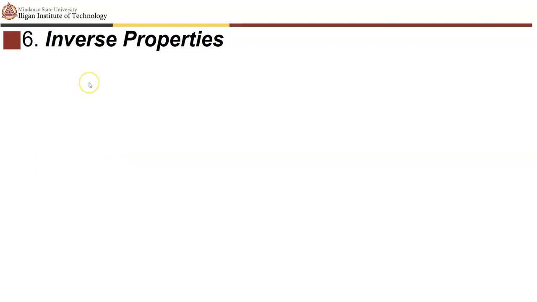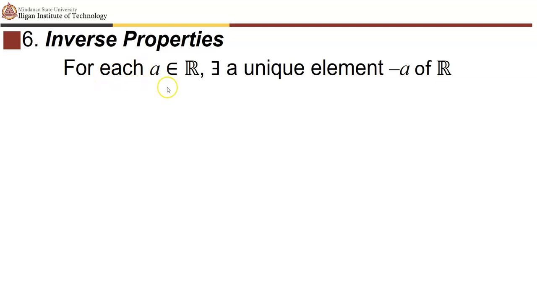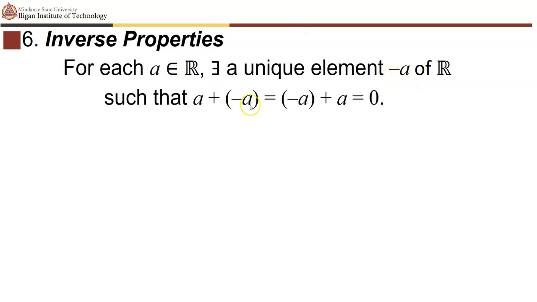So we have also what you call your inverse properties. Inverse property says that for each A element of R, there exists a unique element negative A of R, such that when you add negative A to A, you come up with 0. Or if you add negative A plus A, you come up with 0. For example, if your A is 5, then 5 plus the negative of 5 is equal to 0. So the inverse of 5 is negative 5.